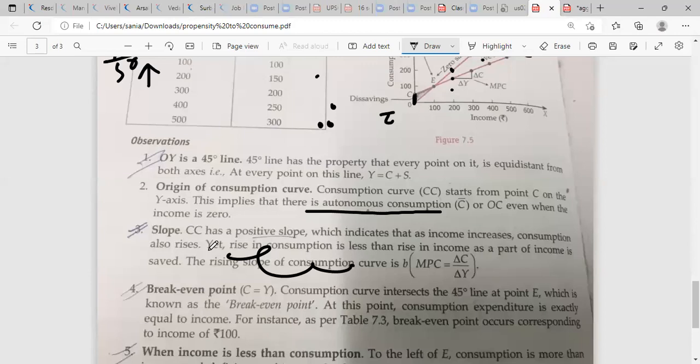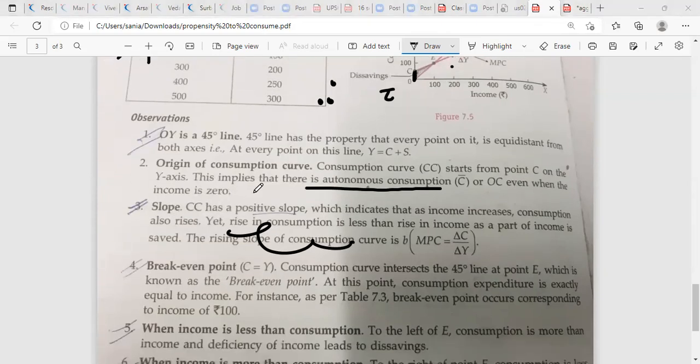Clear? Third point? Yes, no, maybe. No, it is not clear.